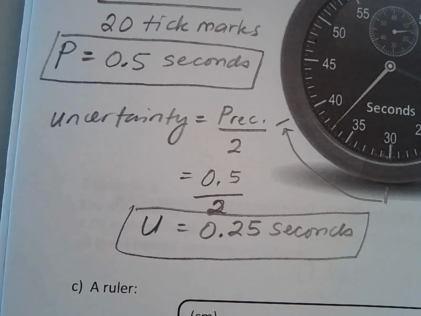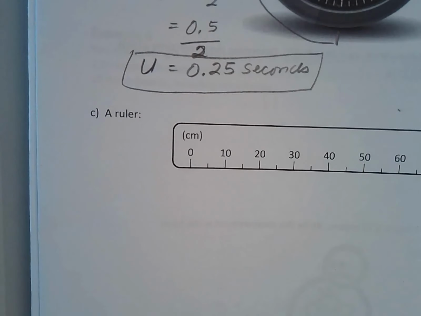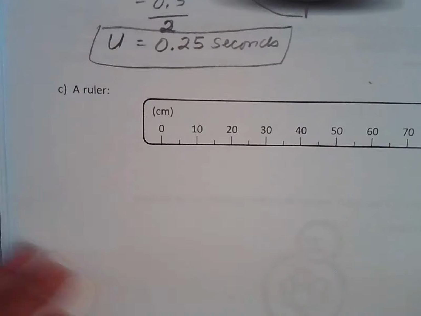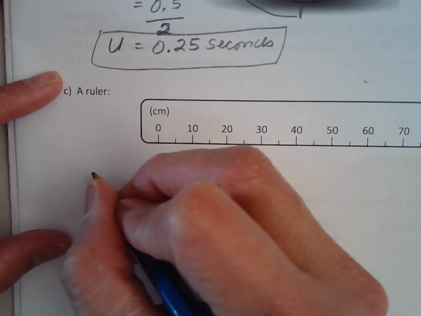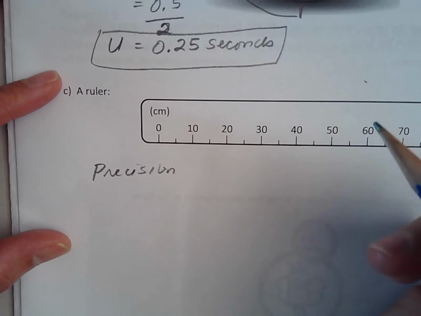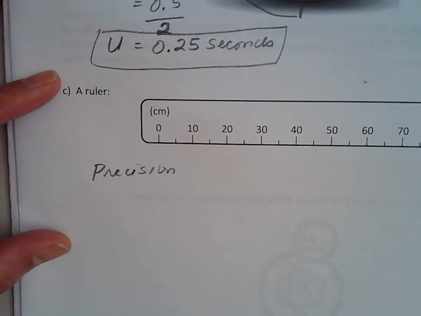Is that okay? So I like this because we are kind of reviewing what precision is, and then from there we can determine the uncertainty. Okay, let's do the letter C. Let's do the precision. Precision. Okay, we have to first measure. Let's make a measurement.